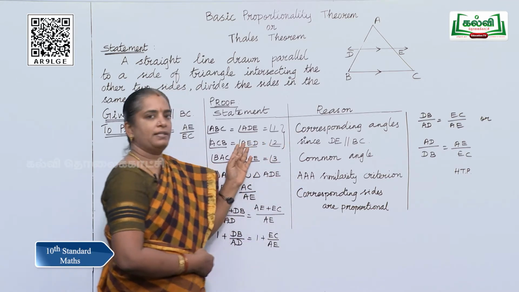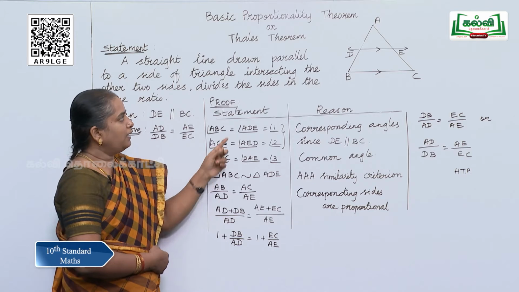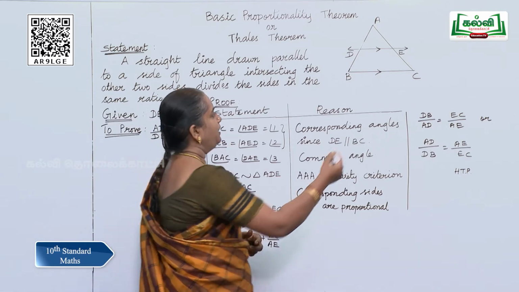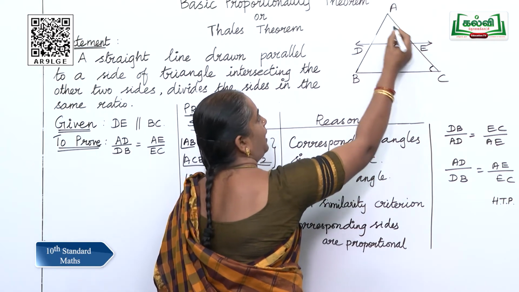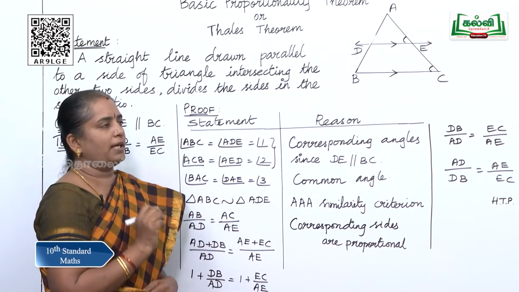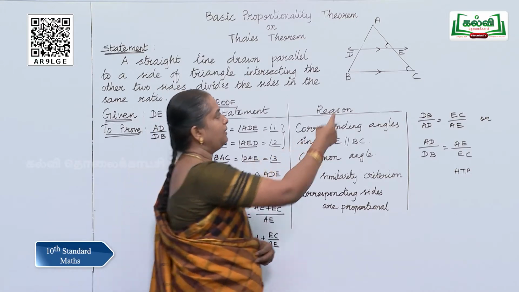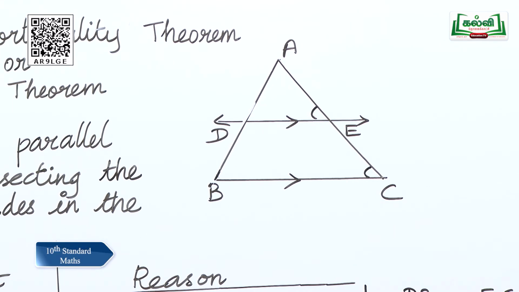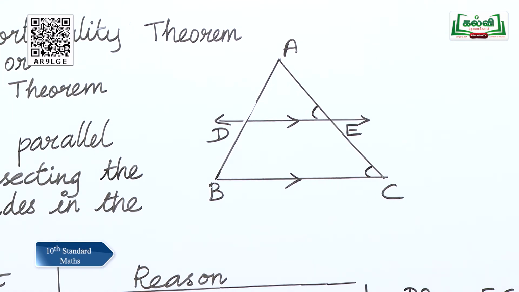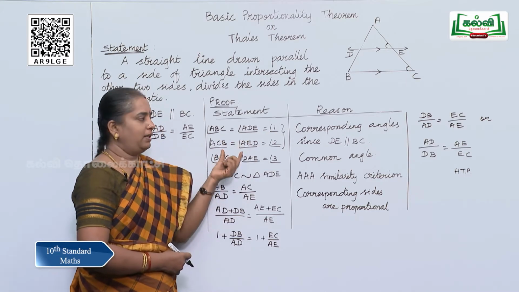So, these two angles are equal and we name this angle as angle 1. And on the right side, angle ACB and angle AED are also corresponding angles because DE is parallel to BC and AC acts as a transversal. So, these two angles are corresponding angles and let us name those angles as angle 2. Since the corresponding angles are equal, we can say that these two angles are equal.